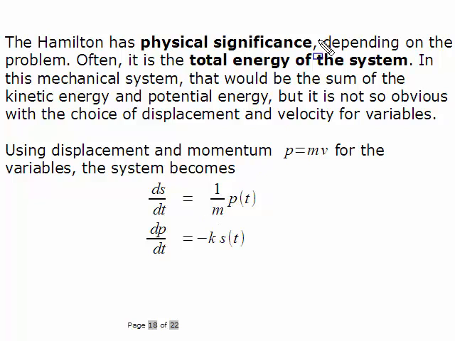Okay, I'm going to use the expression for momentum. Momentum is mass times velocity. So this is really the velocity, so it's 1 over m times the momentum. Then the other variable is going to be momentum, and that will be minus k times s. Right, because you already have the m right here. Okay, and you're looking for momentum. Now from this we construct a Hamiltonian, and it will have the physical significance that we expect, which is that the Hamiltonian is the total energy of the system.